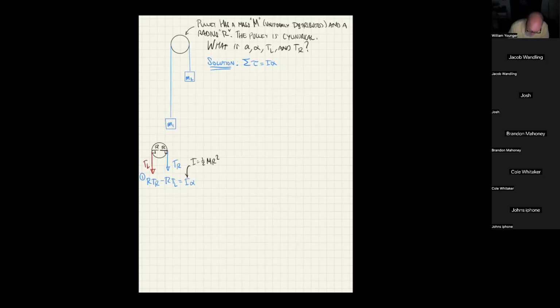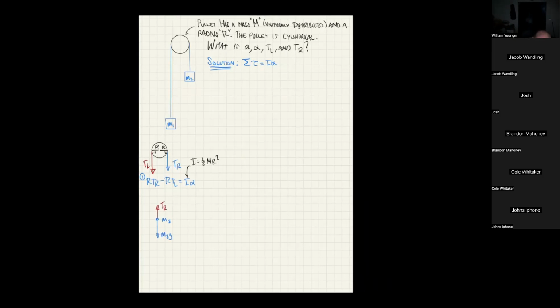Now I've got a free body diagram for mass M2. If M2 goes down, I'm going to consider that to be the positive direction. So this force right here is M2 g, and then this force up here is T right.